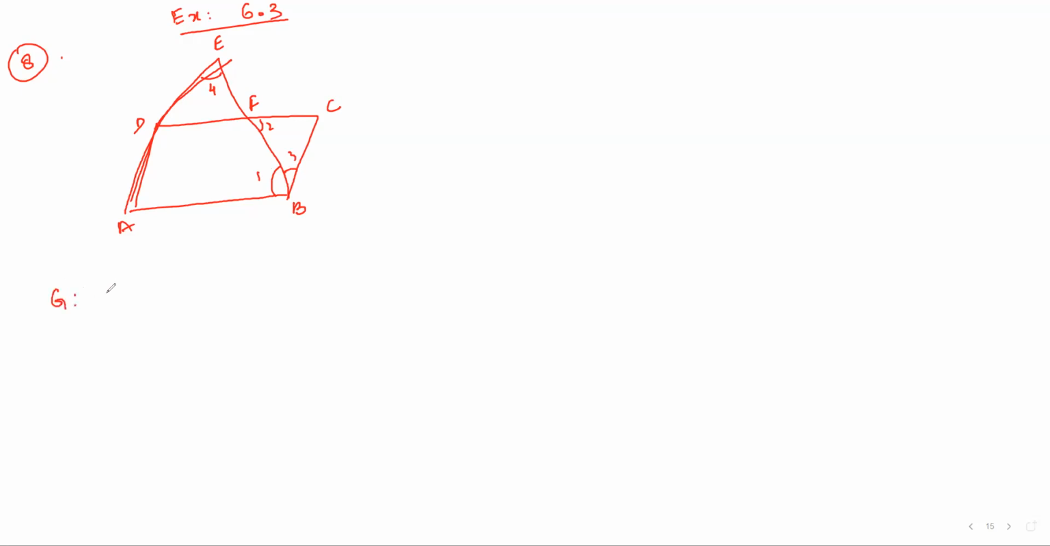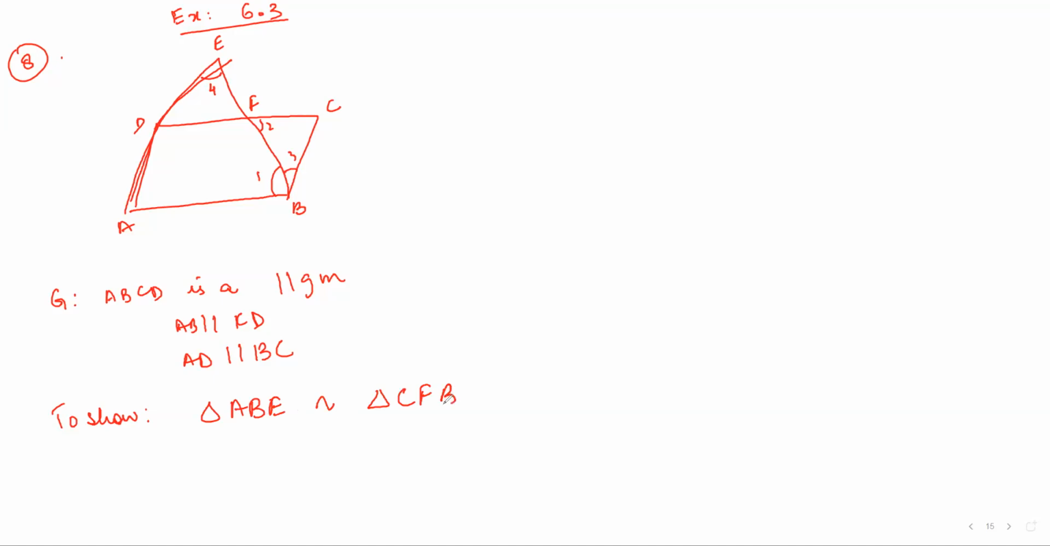So what is given here is that ABCD is a parallelogram. Parallelogram means the opposite sides are parallel. That means AB is parallel to CD, and also it is given that AD is parallel to BC. That is the meaning of parallelogram, right? And BE intersects CD at F. Okay, show that triangle ABE is similar to triangle CFB. So see the triangles in the figure.